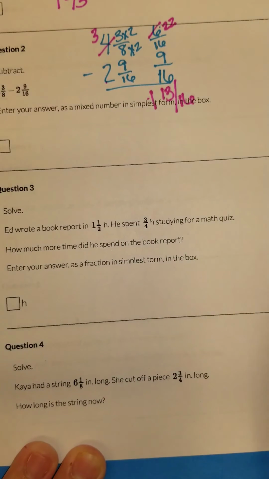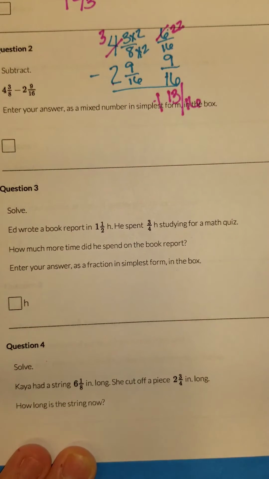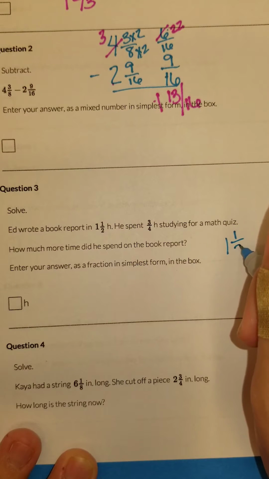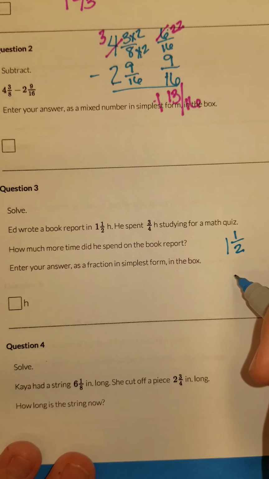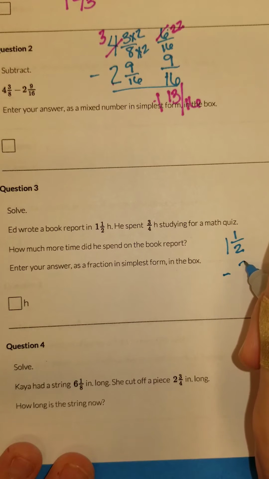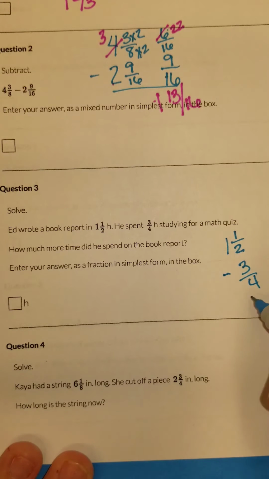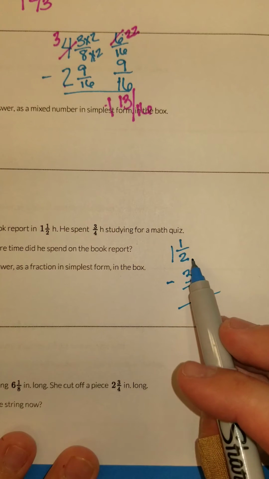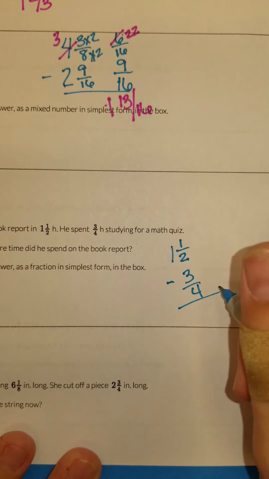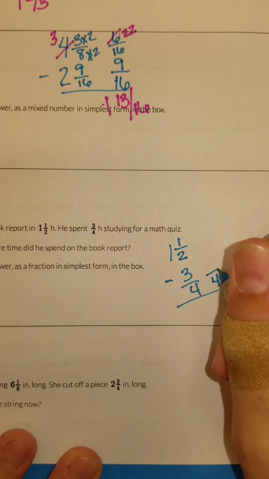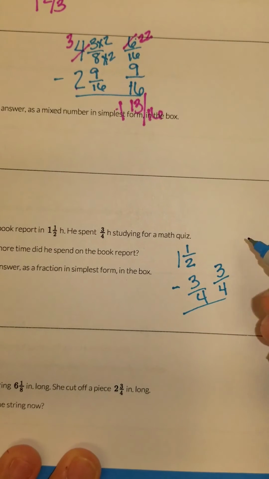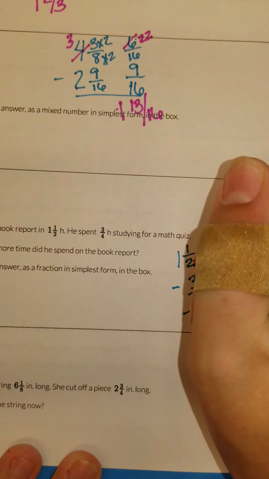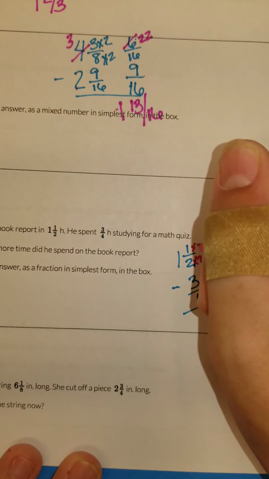Number 3. Ed wrote a book report in 1.5 hours. He spent 3/4 of an hour studying for a math quiz. How much more time did he spend on the book report? So I have to find my least common denominator for 2 and 4, and that denominator is 4. So I'm going to rewrite it. I've got to multiply 2 times 2 to get it to 4, so I have to do the same to the top.